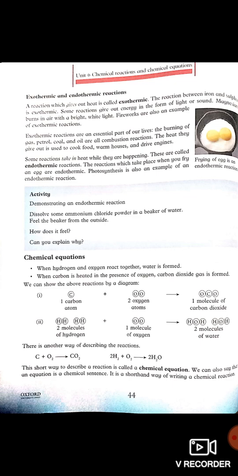Exothermic and endothermic reactions. A reaction which gives out heat is exothermic, like the reaction between iron and sulfur. Exothermic reactions are an essential part of our life. Some reactions take in heat while they are happening. They are called endothermic. The reaction that takes place when you fry an egg is endothermic. When you fry an egg, we call it an endothermic reaction.